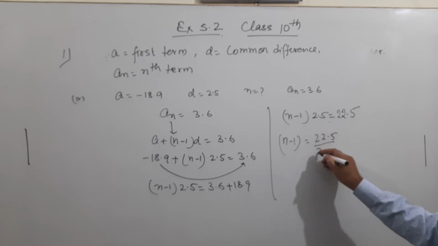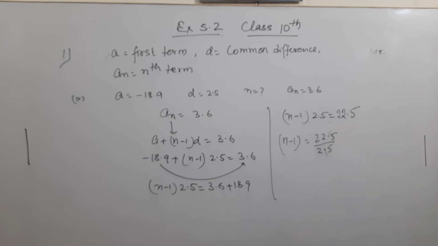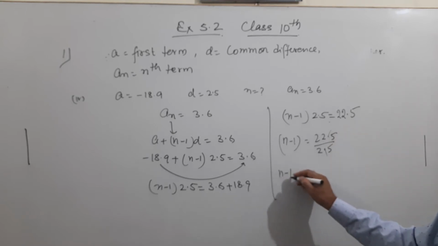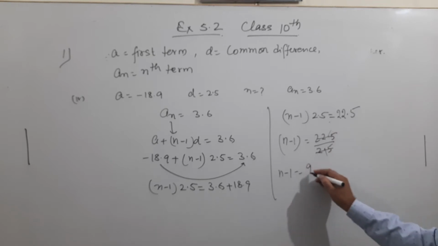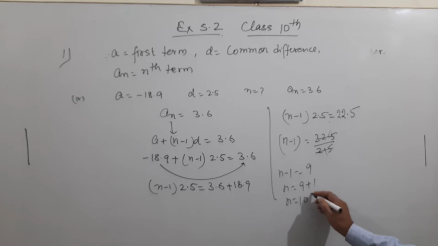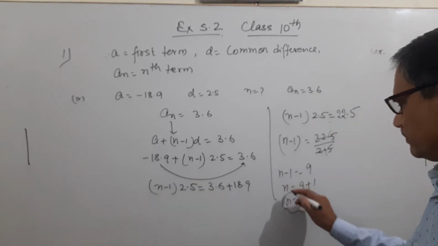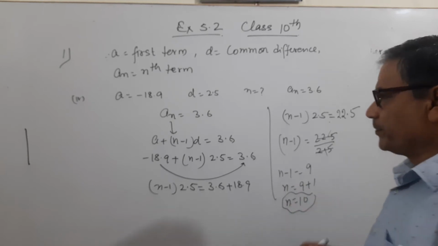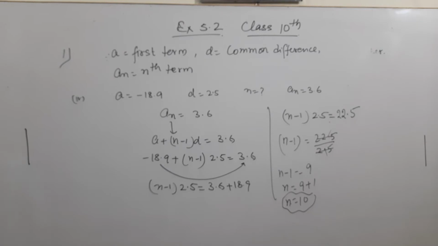22.5 upon 2.5. Here is a decimal, here is a decimal. The decimal will cut. N minus 1 is equal to, it will be 9 times. So N is equal to 9 plus 1. N is equal to 10. It is our answer. This is N, and this is the fourth part of this question. And now move to the second question.